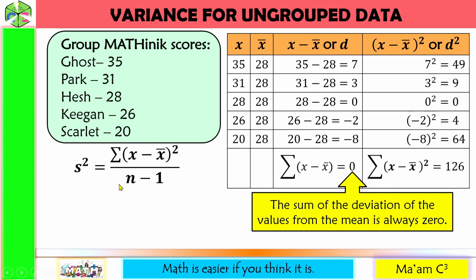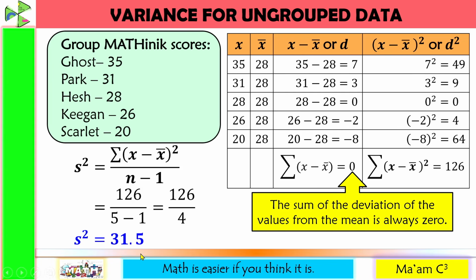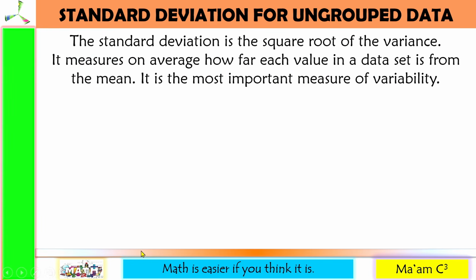And again, our n is equal to 1, 2, 3, 4, 5. So 5 minus 1 for the denominator. 126 divided by 5 minus 1. 126 divided by 4. And this will give us 31.5.